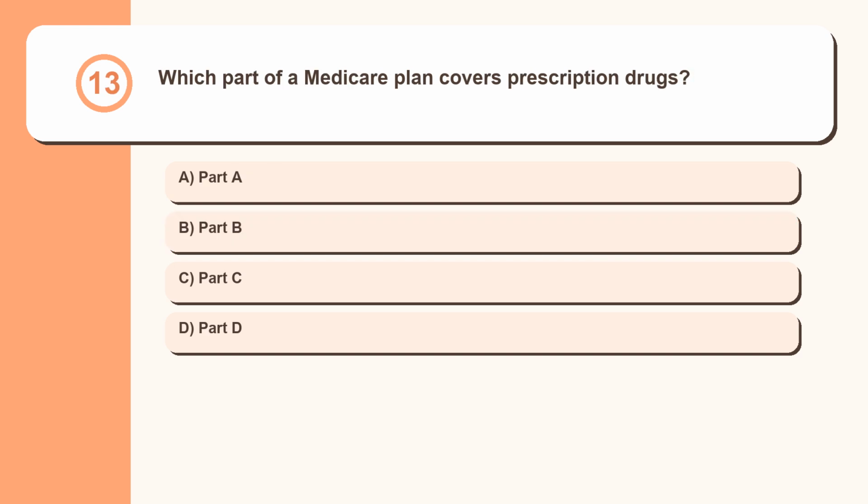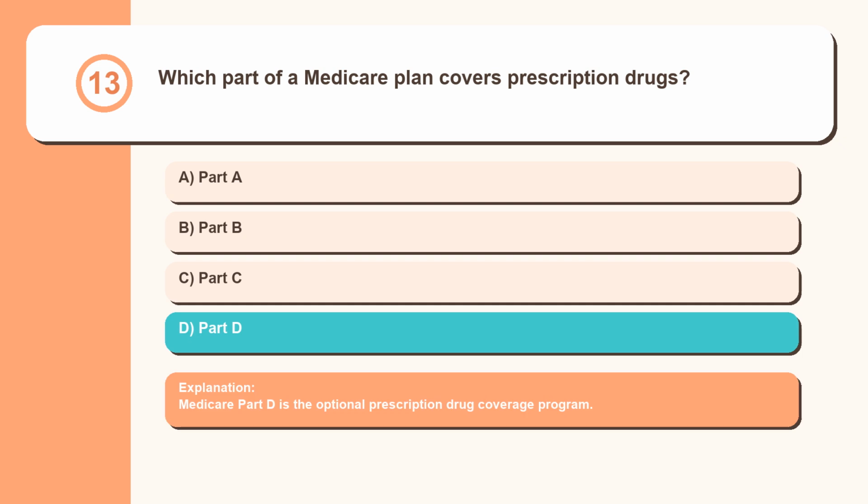Question 13. Which part of a Medicare plan covers prescription drugs? Part A, Part B, Part C, Part D. Medicare Part D is the optional prescription drug coverage program.